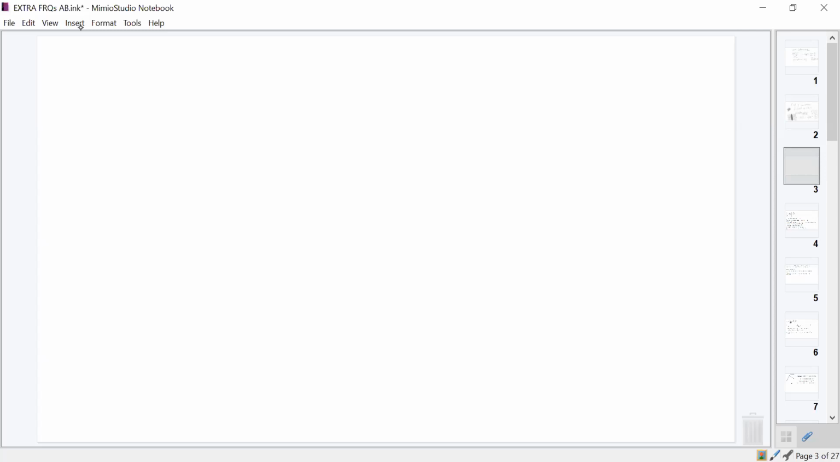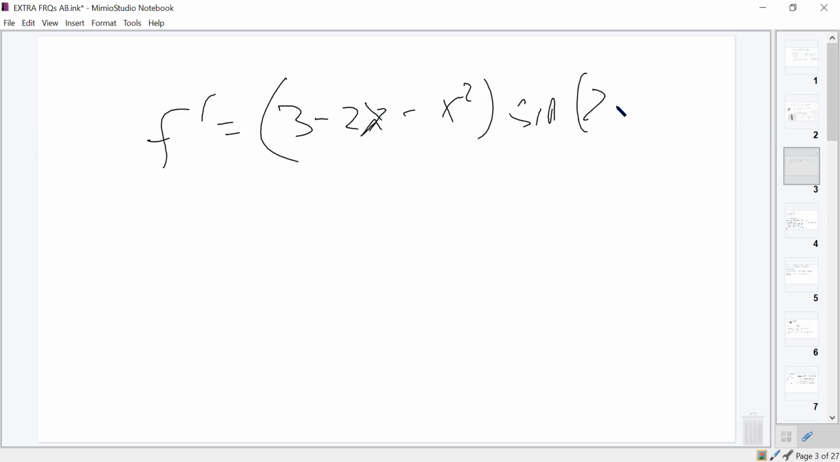Okay, so they gave you f prime as 3 minus 2x minus x squared times sine 2x minus 3. And so in order to figure out how many relative extrema f has on the open interval from -4 to 2, you just need to graph this derivative and see how many times it crosses through the x-axis from -4 to 2.